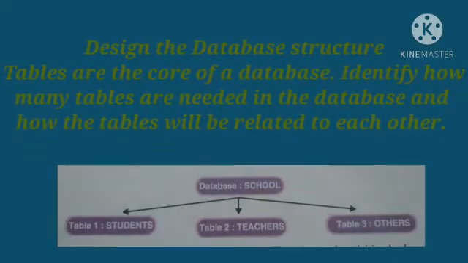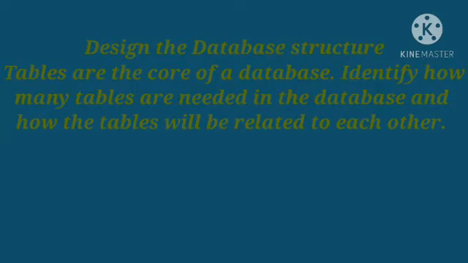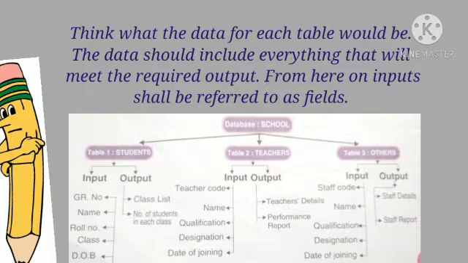Design the database structure. Tables are the core of a database. Identify how many tables are needed in the database and how the tables will be related to each other. Suppose I create the database of a school. Here I create 3 tables. Table number 1 students, 2nd teachers, and 3rd others. Think what the data for each table would be. The data should include everything that will meet the required output.